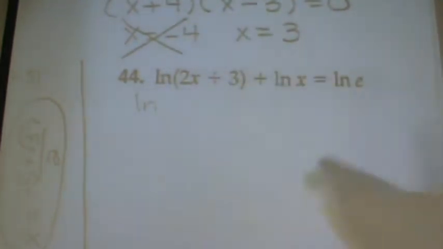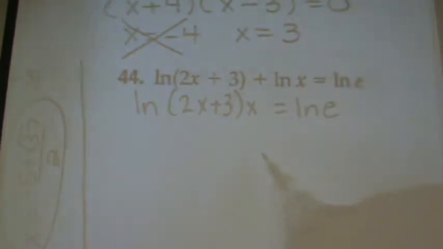What do you do for 44? It's a plus sign. So it's gonna be ln two x plus 3 times x equals ln e. What crosses out now? Just the ln's. So you have 2x squared plus 3x equals e. What's e? 2.70. It's about that.